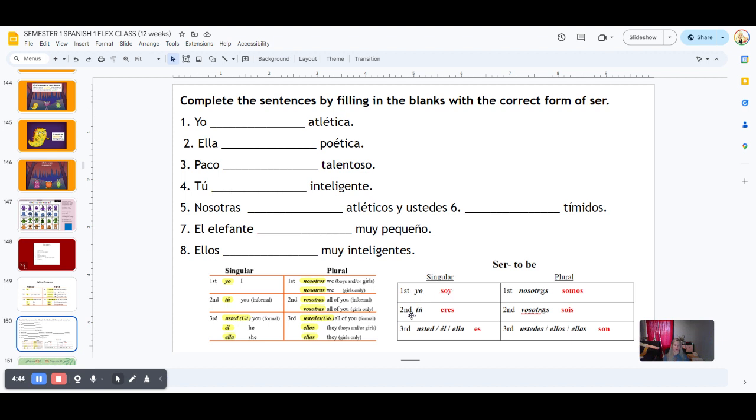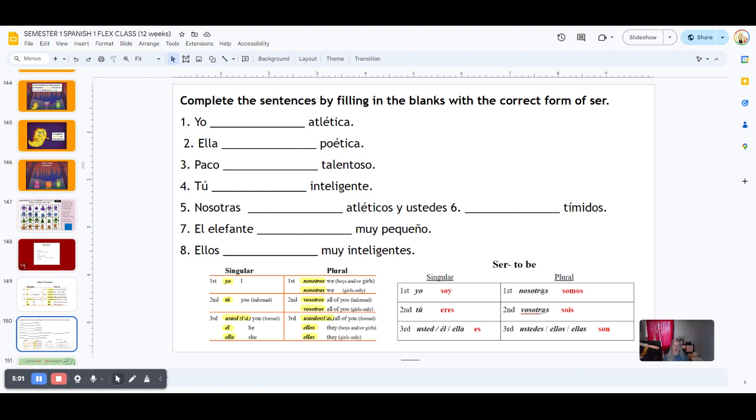So when you want to say I am, when we're talking about yourself, the yo form is soy. The tú form is eres. The usted, él, ella form is es. Nosotros or nosotras is somos. Vosotros sois. Ustedes, ellos, ellas would be son.